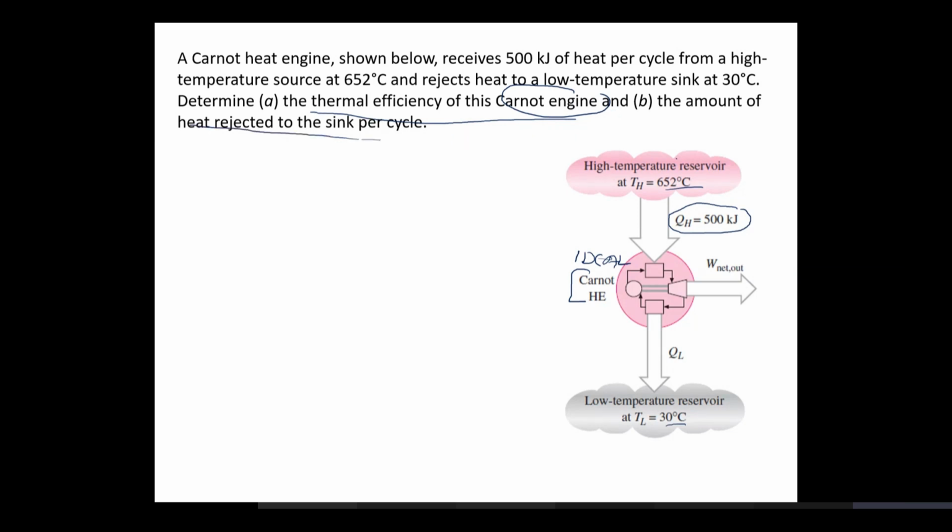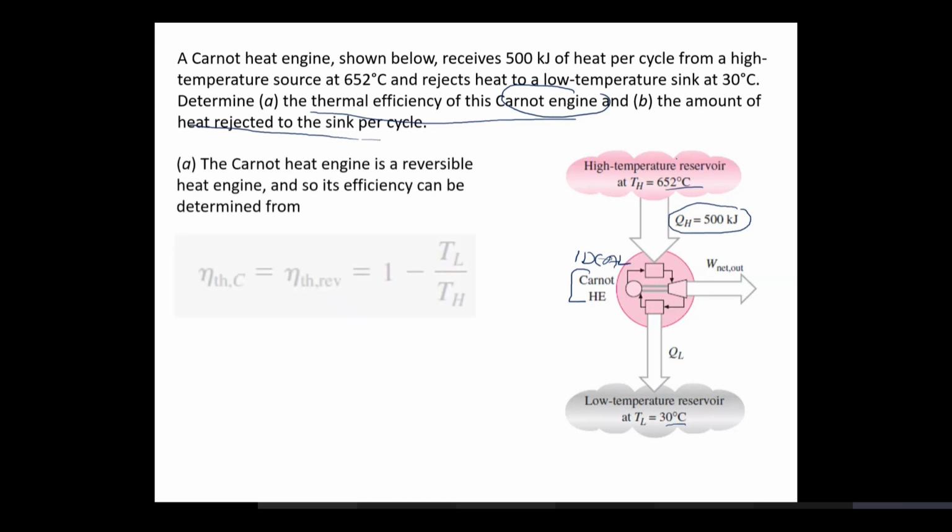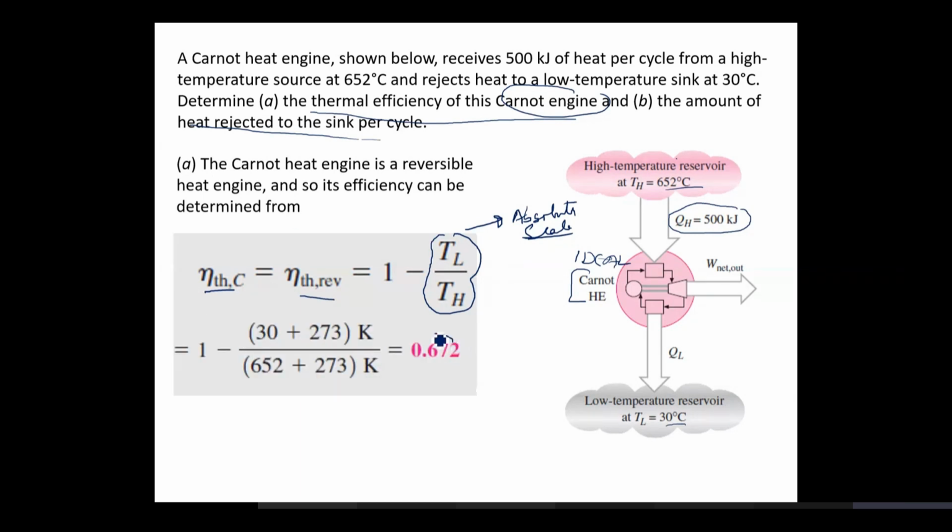The amount of heat rejected to the sink per cycle. Now, remember that whenever you have to use this form of efficiency, the Carnot efficiency or the reversible efficiency, you have to use 1 minus TL over TH, and the temperatures are in absolute scale. Remember this. So you will convert them into absolute scale and you'll find that the answer is 0.672. That means 67.2% of this heat energy could be converted to work at max.